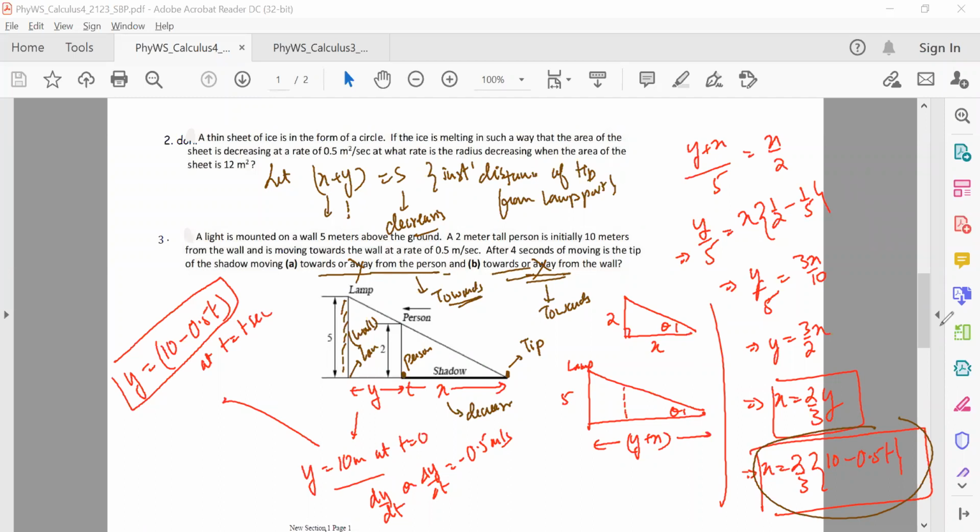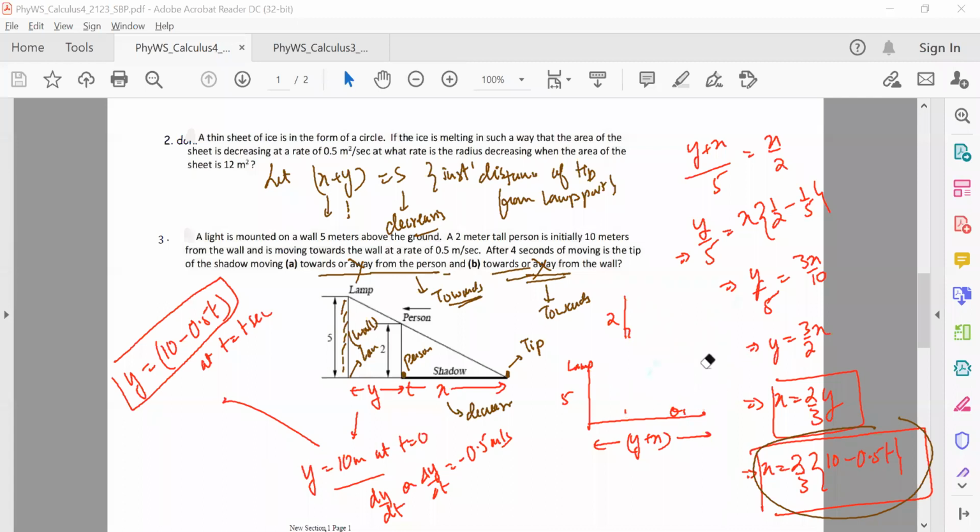But if I ask you, what about the distance of the tip from the wall? Then your reference point is the wall. So what is the distance of the tip from the wall? It is x plus y in my diagram. Now I have x as a function of time, I have y as a function of time. So from that I have the distance of the tip from the wall as a function of time. Understood? Got it? Okay.